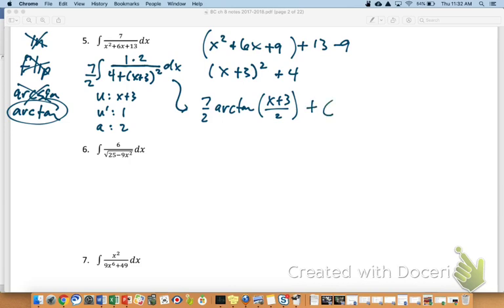What do you think about number 5? You guys have any questions about 5? This one okay? Okay. Number 6. Let me get the 6 out of there right away.